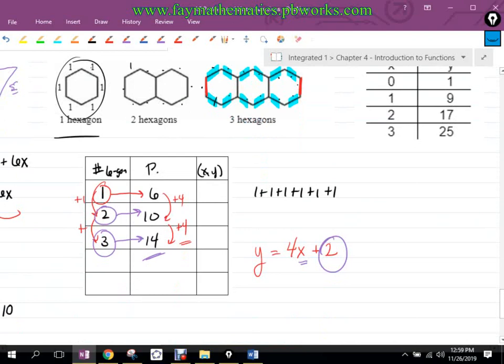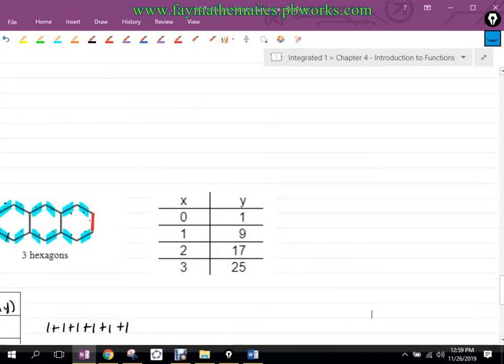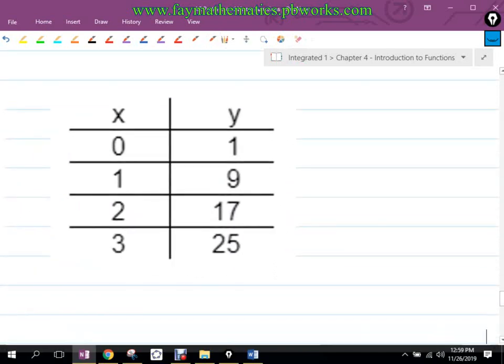Now, as we get further and further into this math, and actually using this stuff for practical purposes, we're going to collect data like this, and maybe I don't have the ability to actually see how that 0 got changed into a 1, how the 1 got changed into a 9, and the 2 to 17, and 3 to 25. So we want to use the approach that we just had. Instead of using the pictures, let's just look at the relationships.